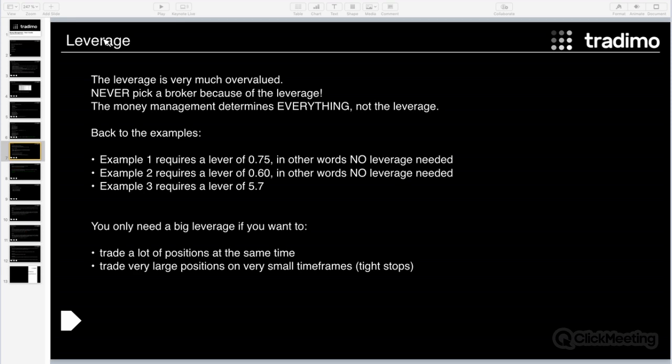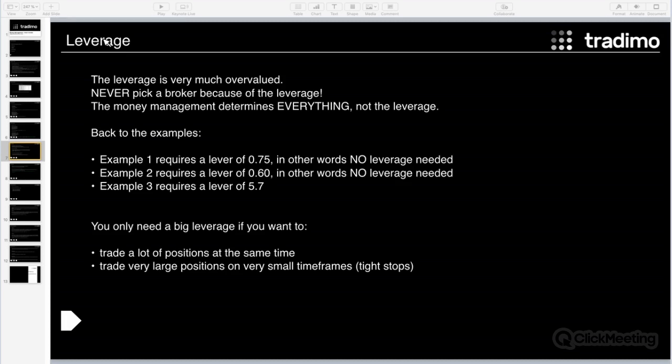You only need a big leverage if you want to make a lot of trades simultaneously, or if you want to trade very large positions under a very small time frame with very tight stops. For example, you want to trade a minute chart or maybe a tick chart. Then of course your stop loss is very close to your entry level, and this leads to a very large position size. And only for very large position sizes you need a large leverage.